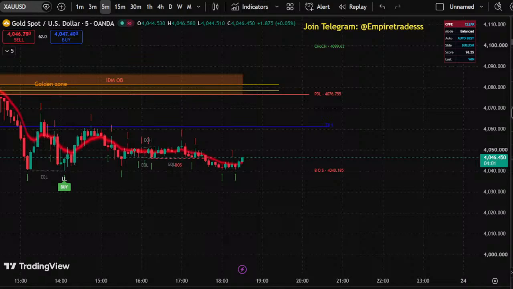Example scenario. Suppose you identify a strong support level at $1,800 per ounce for gold. The price approaches this level, and you notice a bullish pin bar forming on the daily chart, indicating a potential reversal. The RSI is also showing oversold conditions, and the MACD is starting to turn bullish.